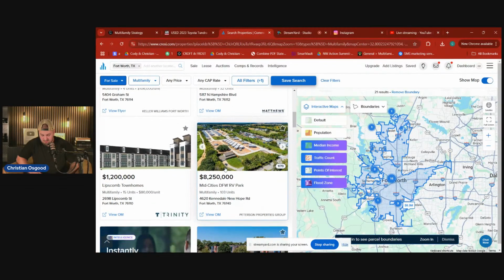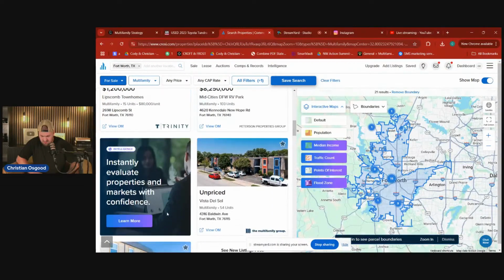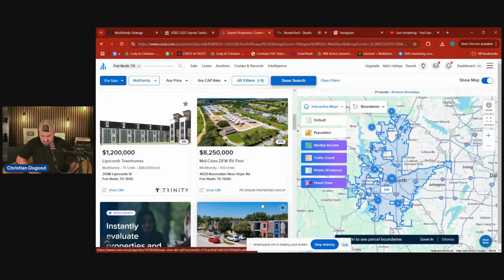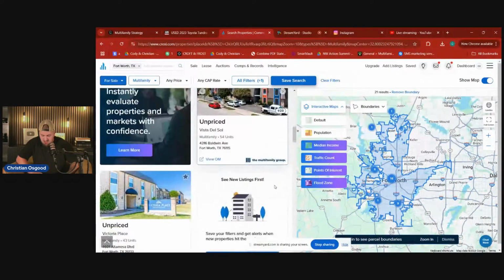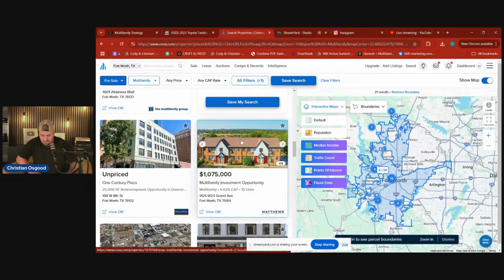That one's interesting. One thing I'm also noticing when I do this search, I like to look through these individual listings and see who is representing this multifamily group. They're friends of mine, Trinity, Matthews. It's good to know who's representing all these because that's probably where I want a relationship. This building looks cool.